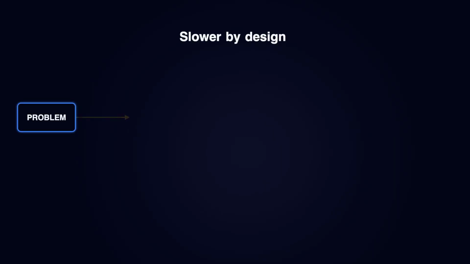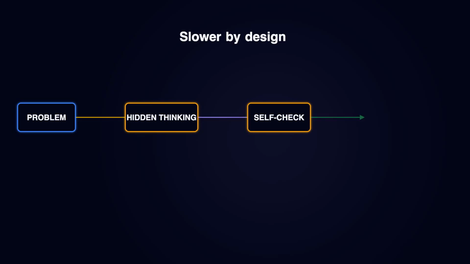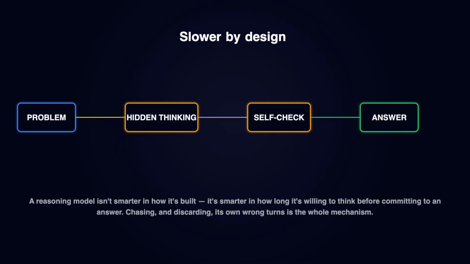A reasoning model isn't smarter in how it's built. The network underneath is often similar to a standard model's. It's smarter in how long it's willing to think before committing to an answer. Chasing its own wrong turns, catching them, and correcting course, that entire messy process, hidden from view, is the whole mechanism.